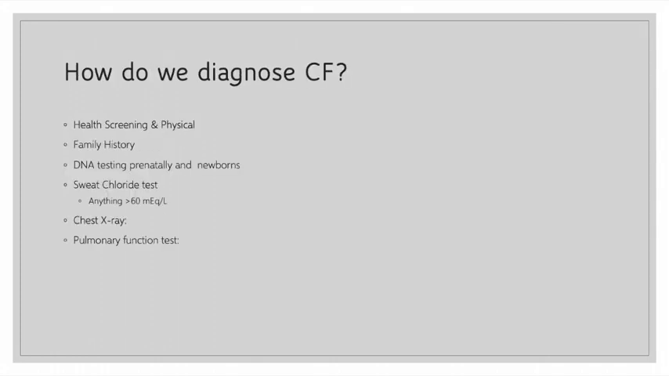So how do we diagnose cystic fibrosis? Pretty much the first thing we're going to obviously do when they come in, we're going to do our health history and our physical. So obviously with the physical, looking at any presence of respiratory and GI symptoms is generally a good indicator. First, we're going to then obviously try to get a family history. We're going to want to perform DNA testing in prenates and newborns. More specifically, this is known as a non-invasive CFTR analysis.